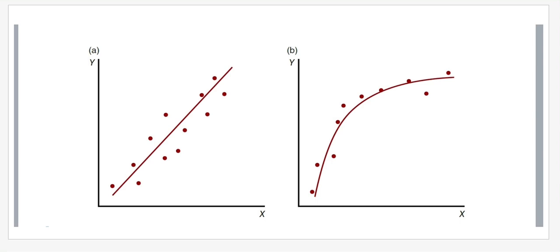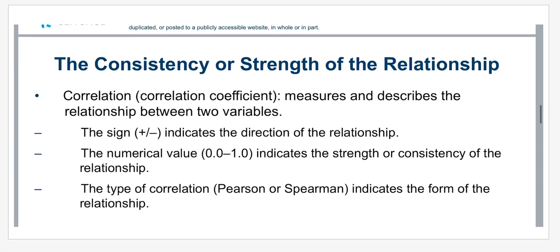So the correlation coefficient or calculation that would be used here is called a Spearman correlation coefficient. And there's more about these correlation coefficients in chapter 15 if you want to know more. But I'm just going to touch on that for now. So that's what we mean when we talk about form, whether it's linear or some other kind of relationship.